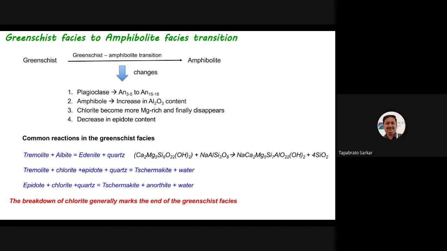Now, epidote is another mineral which is most common in greenschist facies. Its amount decreases in the amphibolite facies, but in certain conditions there can be some epidote left in the amphibolite facies, which we will see now, at what conditions.